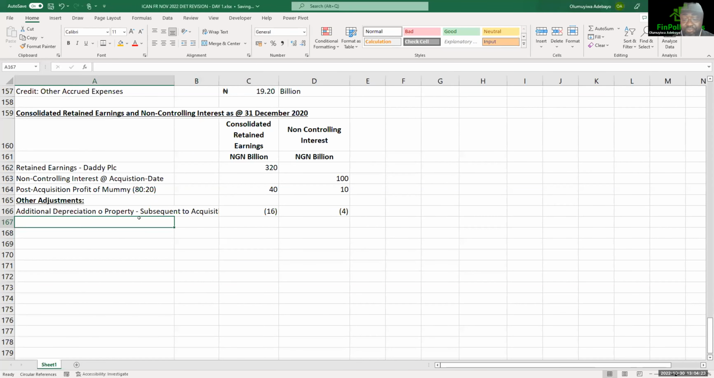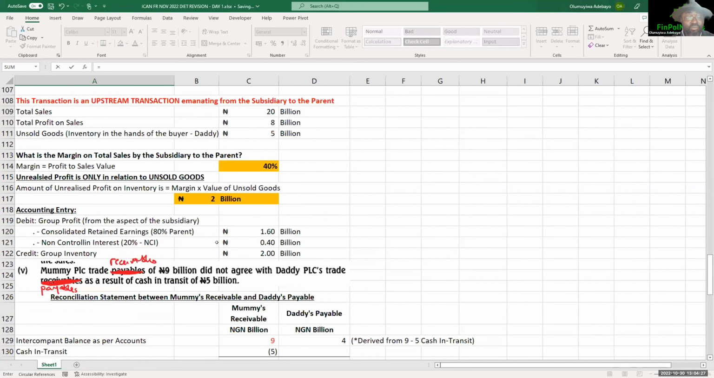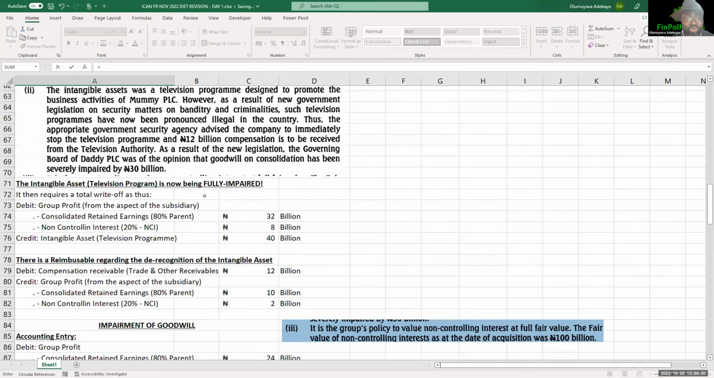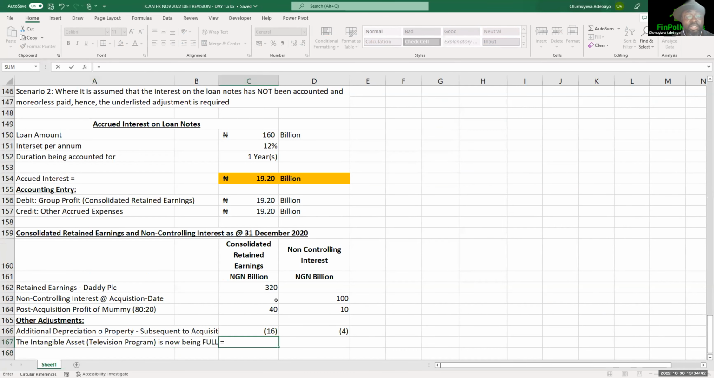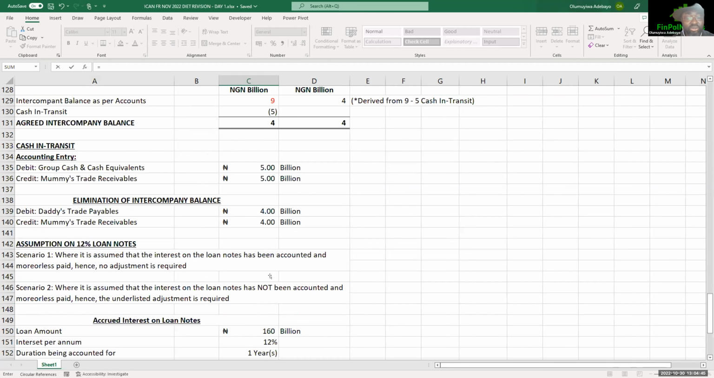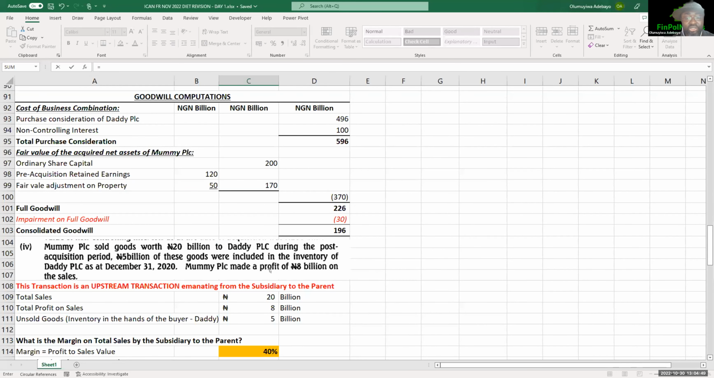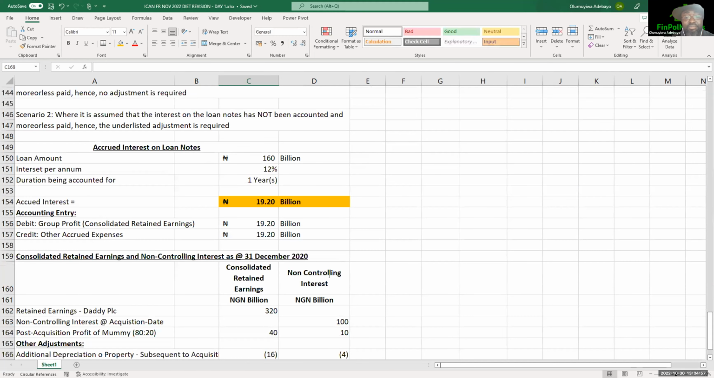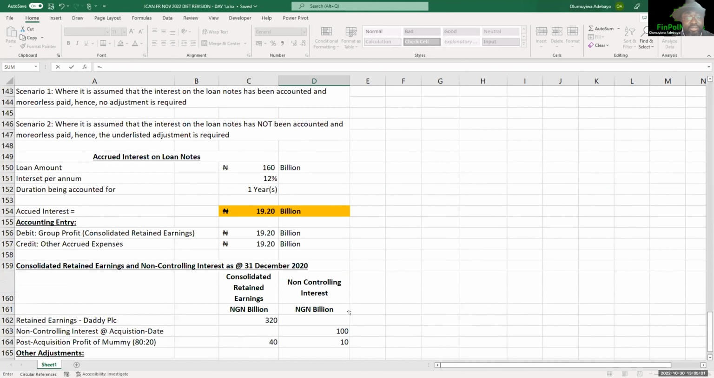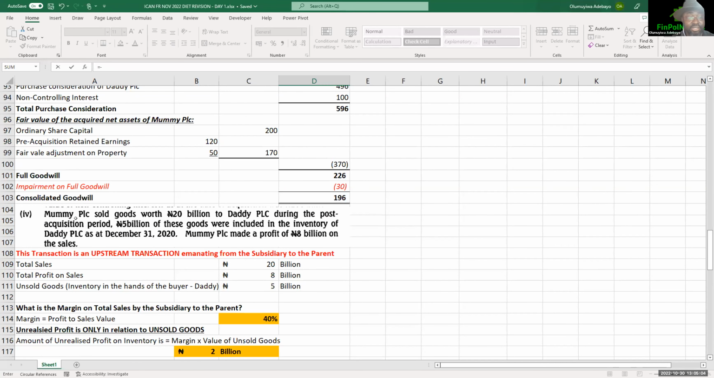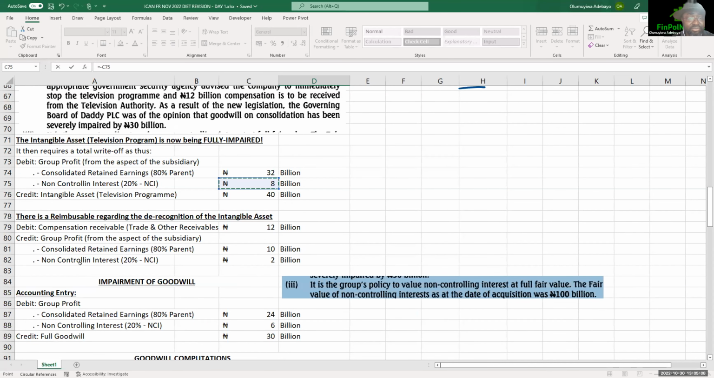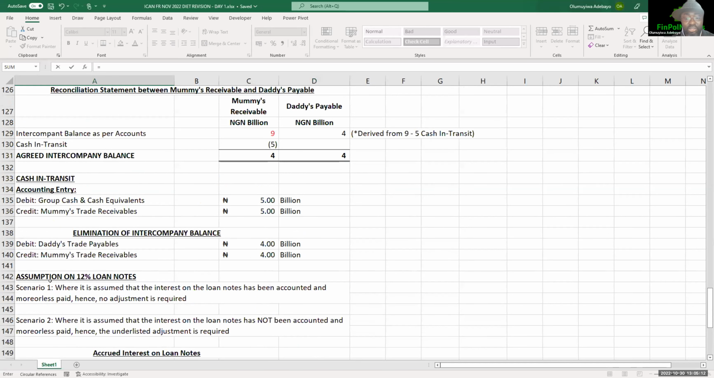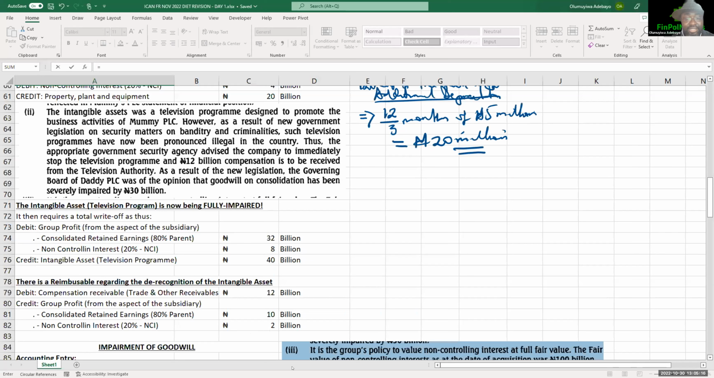Okay, second adjustment. If you follow step by step, that's why you have to do your work chronologically. Is intangible assets fully impaired? You also said we should take away, deduct how much? 32, the parents. And 8, the NCI. The third adjustment is our reimbursable. We said we should credit the parent 10 and NCI 2.